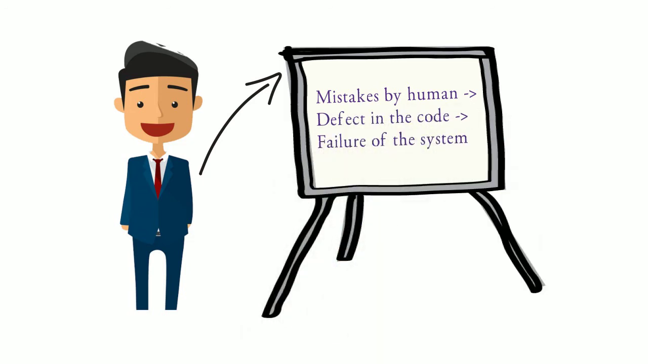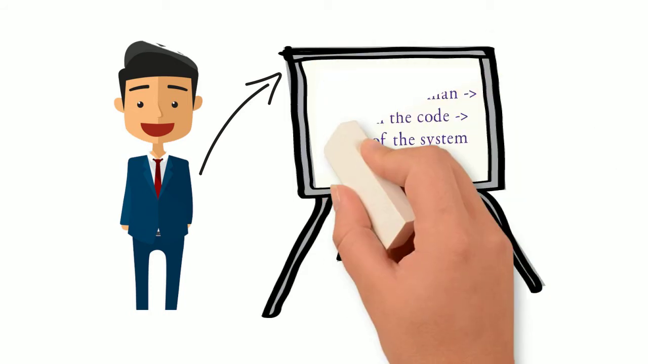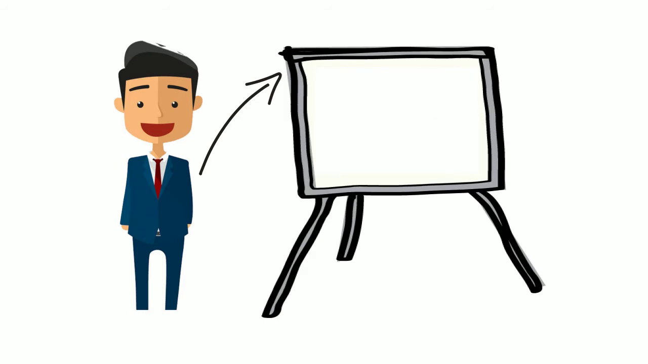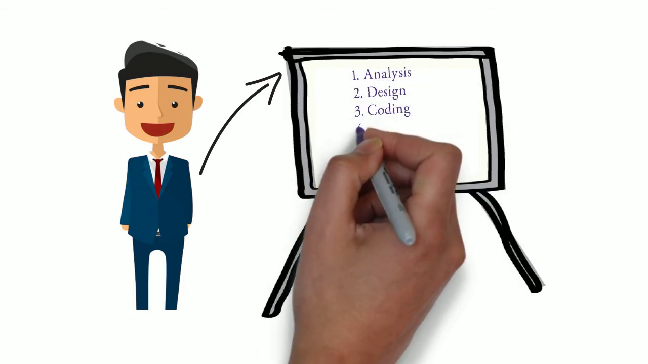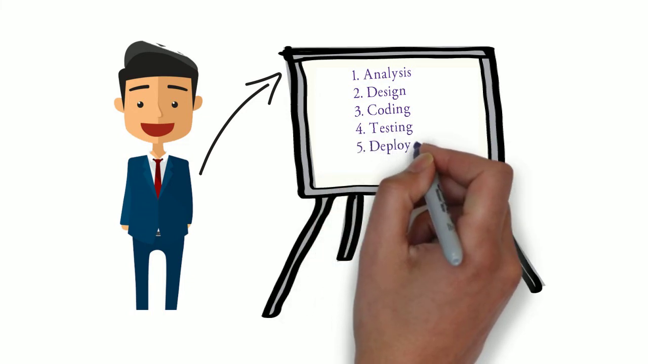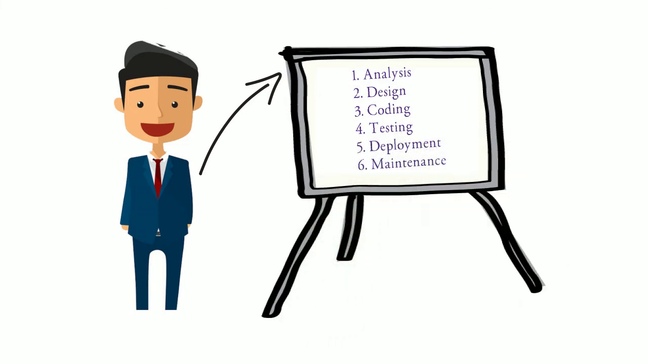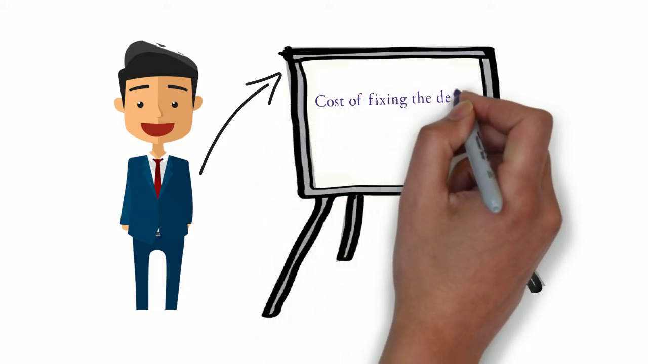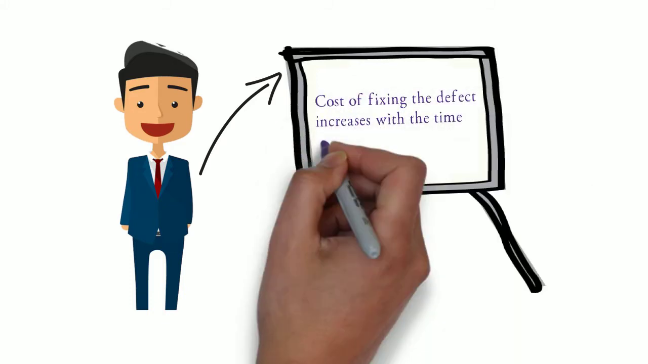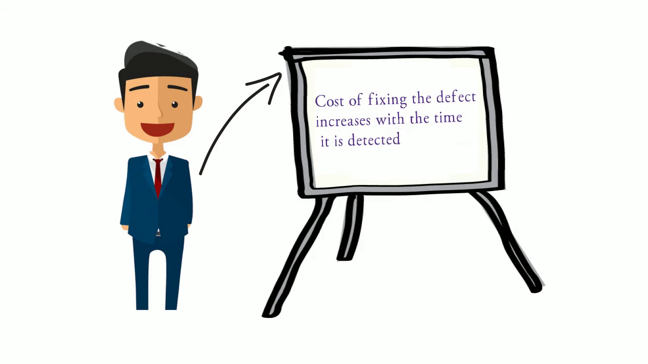A defect can arise at any point of the software development lifecycle. The different stages of the software development lifecycle are requirement analysis, design, coding or implementation, testing, deployment, and maintenance. It's always better to find the defect as early as possible. The reason is that the cost of fixing the defect increases with the time it is detected. Okay, we have seen the importance of software testing and why software fails to work.